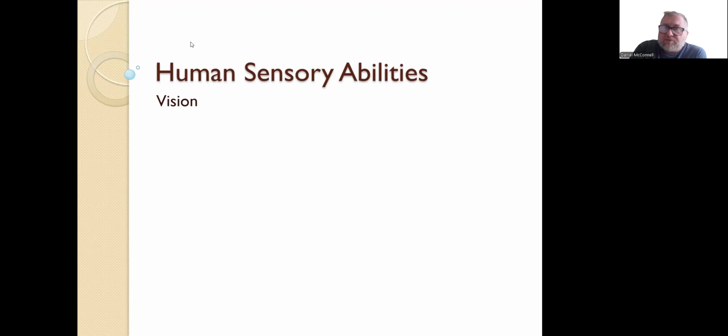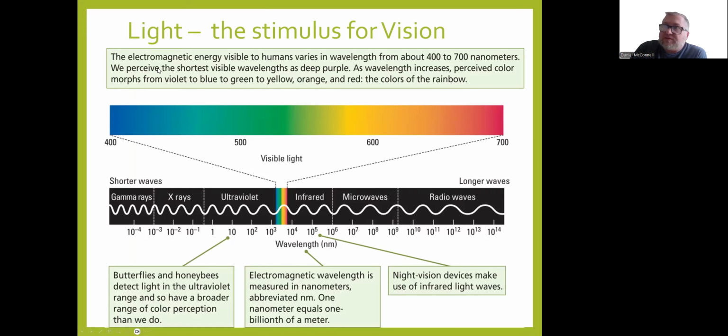So we're going to start with vision before we move to the other sensory systems. We've got a lot to cover with vision. We'll start with the stimulus for vision, which is the visible spectrum of light, which ranges from around 400 nanometers to a little over 700 nanometers in terms of the wavelength of electromagnetic radiation.